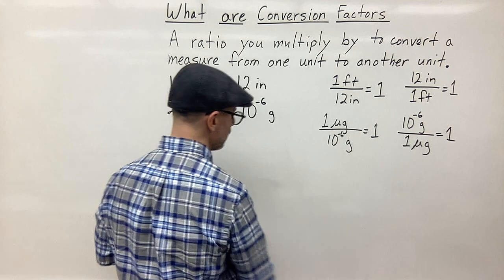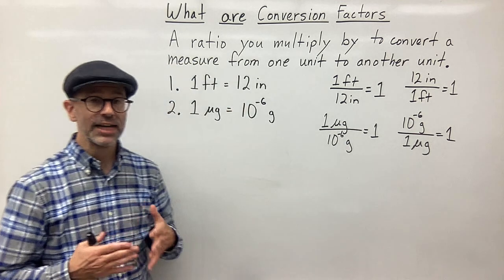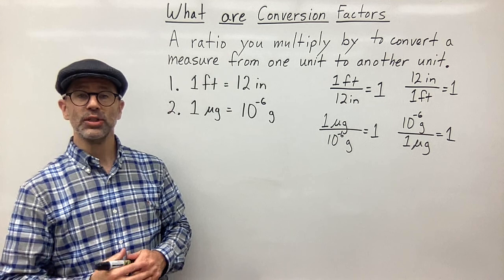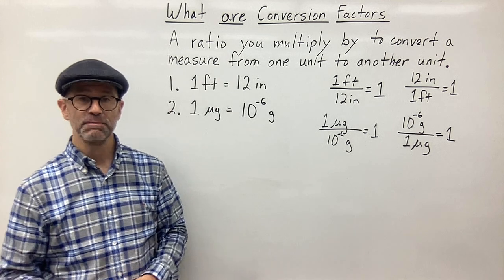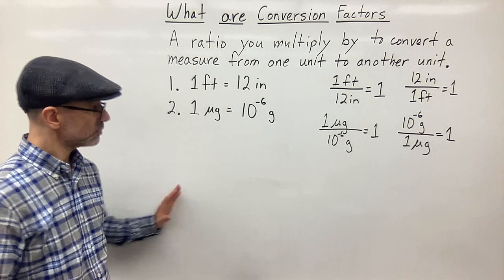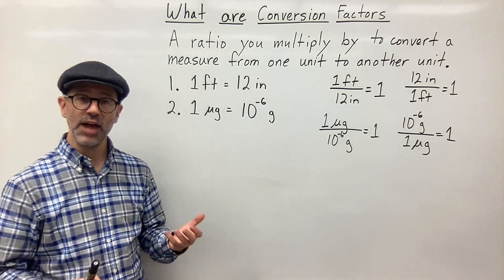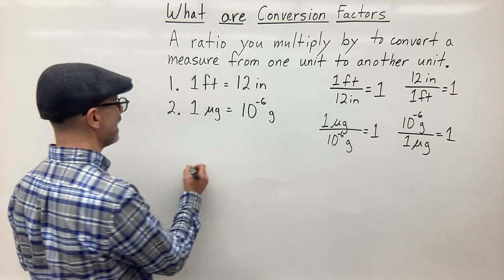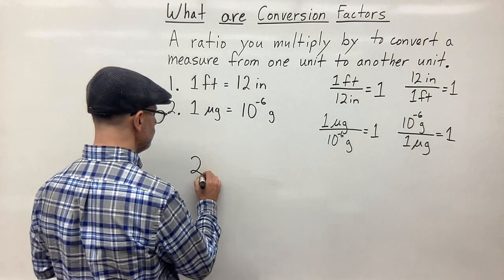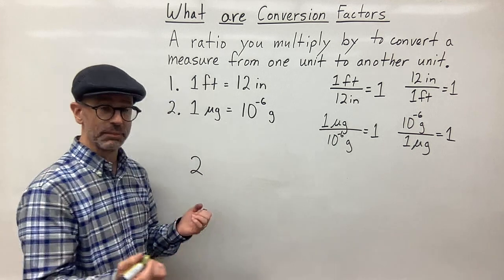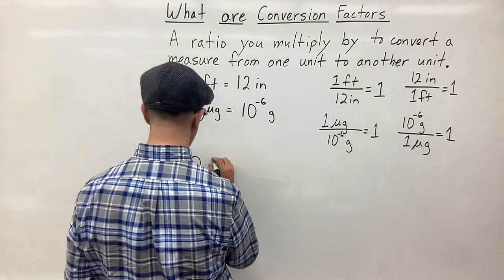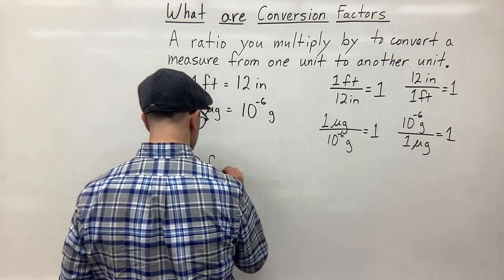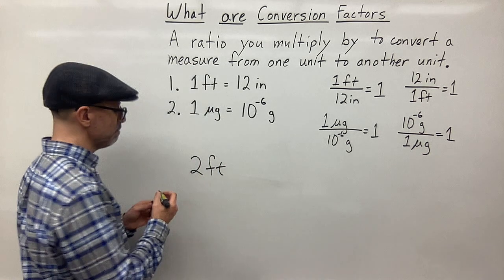You're multiplying by 1, so you're not changing the magnitude, you're only changing the unit. Okay, so let's do a very simple example so I can show you what I mean. So let's say I have 2 feet. I do have 2 feet. They're on the ends of my legs. Ha ha ha. So I have 2 feet.